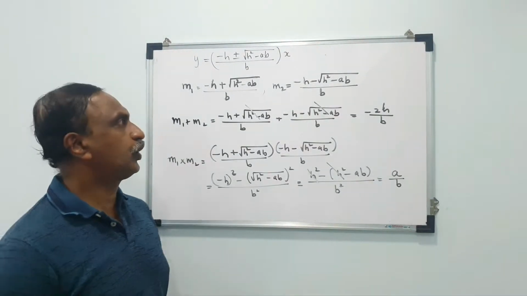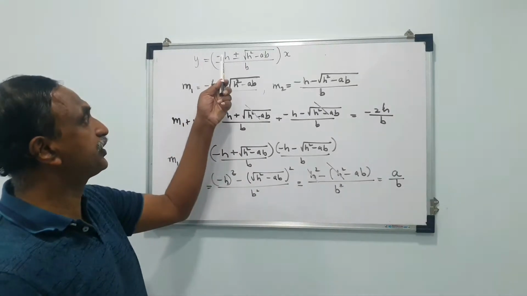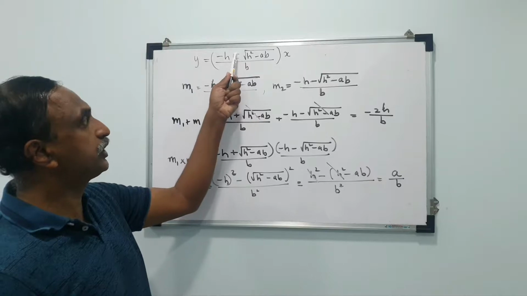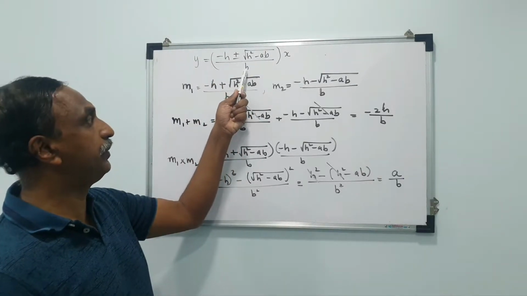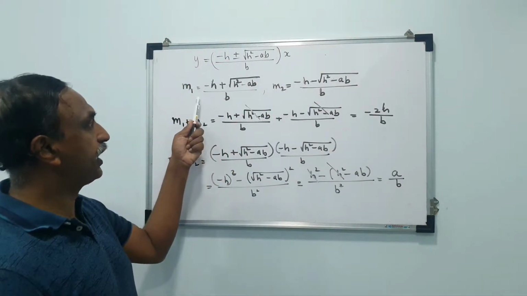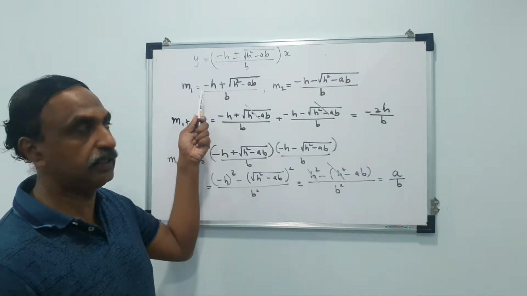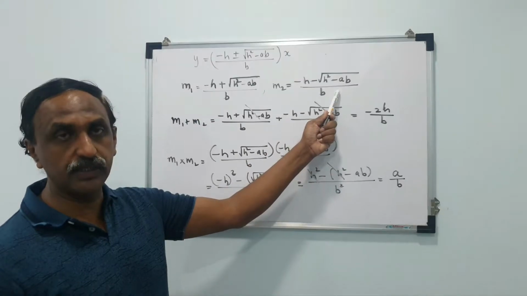Now we will talk about the slope of the lines. We saw that the separate equations have (-h + root(h² - ab))/b and (-h - root(h² - ab))/b. So this part is the slope of the line y = mx. There are two slopes. The equation represents two lines. One will have this slope, the other will have the other slope.